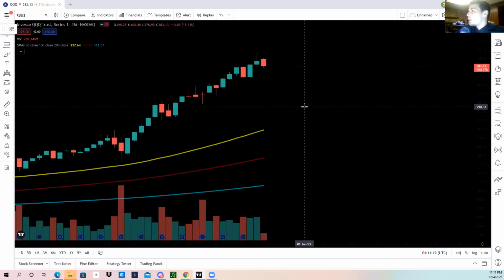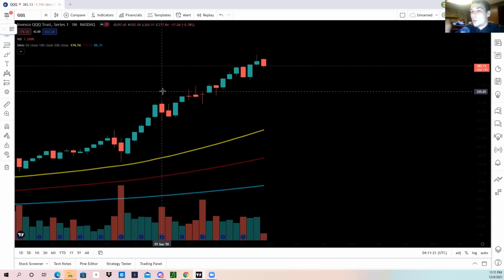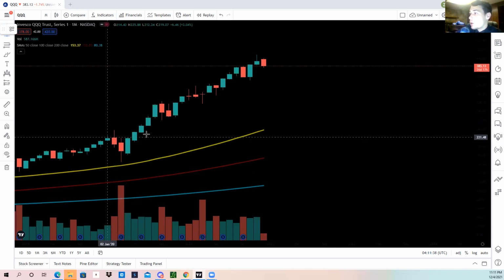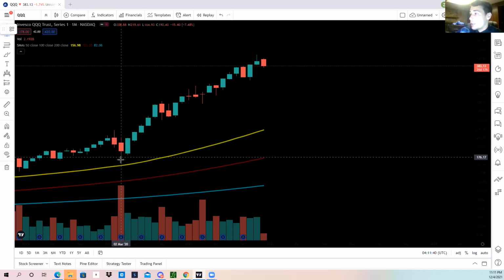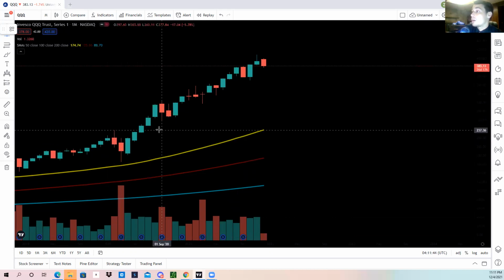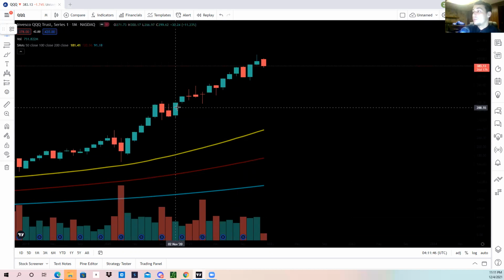What I'm looking for on large time frames, such as the monthly, weekly, and daily charts, is that I am going off of the bodies of the candles and not the wicks. These are what's known as the wicks, and these are the bodies. I like to go off of the bodies and not the wicks when it comes to large time frames, because I'm more interested in the bodies overall.